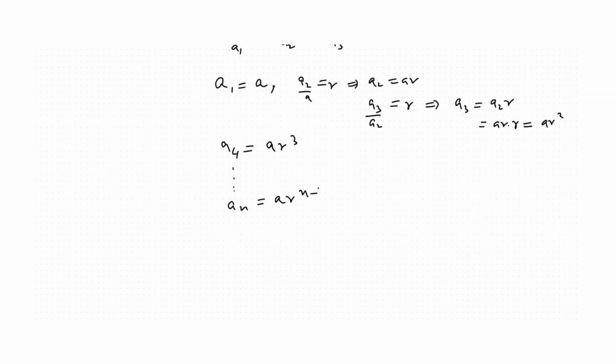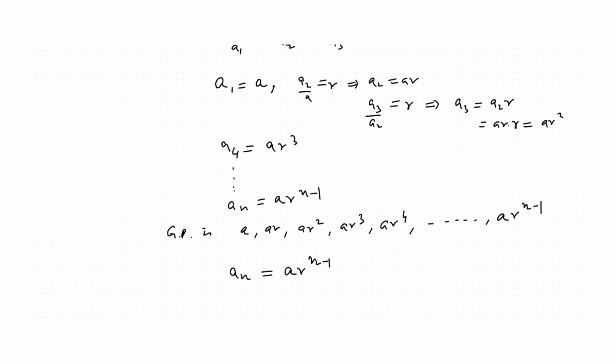So what is my GP? Now my GP is A, AR, AR square, AR cube, AR4, and so on. And the last term is AR n minus 1. So we call AN, meaning the nth term, as AR n minus 1. Let us remember it as a formula.